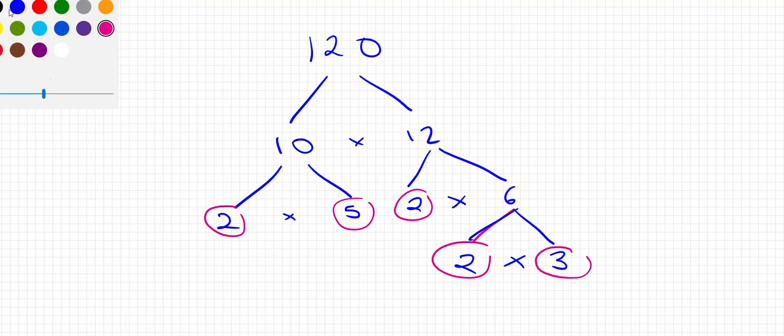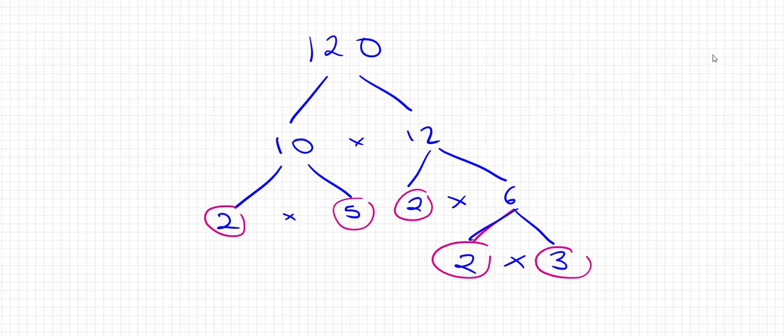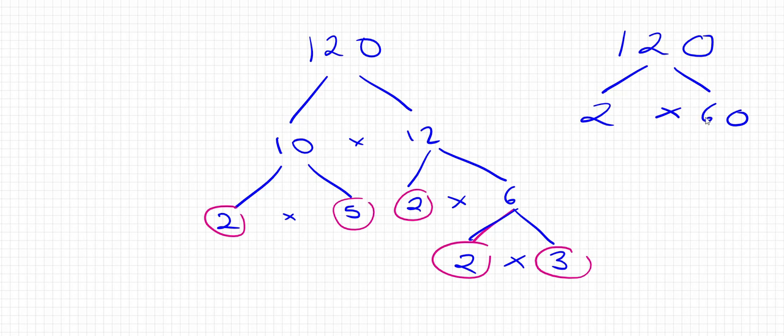Now, if you're wondering, well, what if I used my other factor pair? What if I used, because before I said I know that 2 times 60 gives me 120. Well, I end up with the same prime numbers at the end. Let's have a look. 2 is a prime number, so the branch stops there, but 60 is not. So I can break down 60. Once again, 60 is an even number. So 2 times half of 60, which is 30, gives me 60. Easy. Once again, 2 is a prime number. I can break down my 30.